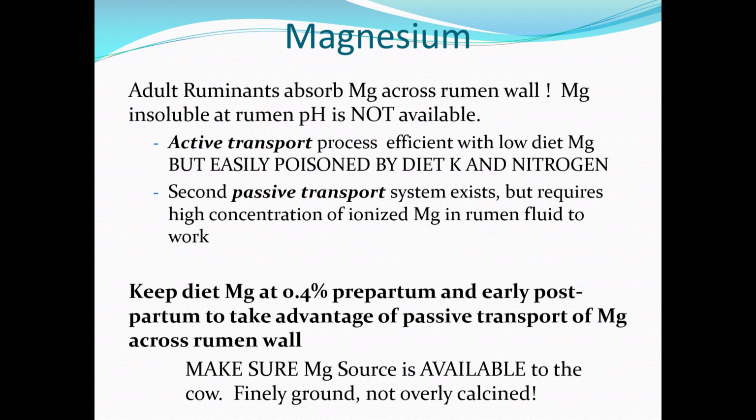The passive transport system basically works so long as the ionized magnesium concentration in the rumen fluid remains high. So your goal is to make sure this animal has plenty of ionized magnesium in the rumen. And by ionized, that essentially means it has to be soluble in the rumen. So we try to keep diet magnesium about 0.4% to take advantage of that passive transport system. A key is that the magnesium source has to be finely ground and not overly calcined, overly heated. So once you get up above about 58% magnesium in a magnesium oxide source, it's probably been over-calcined. It won't be very available to the animal. I'll show you how to do a test for that.